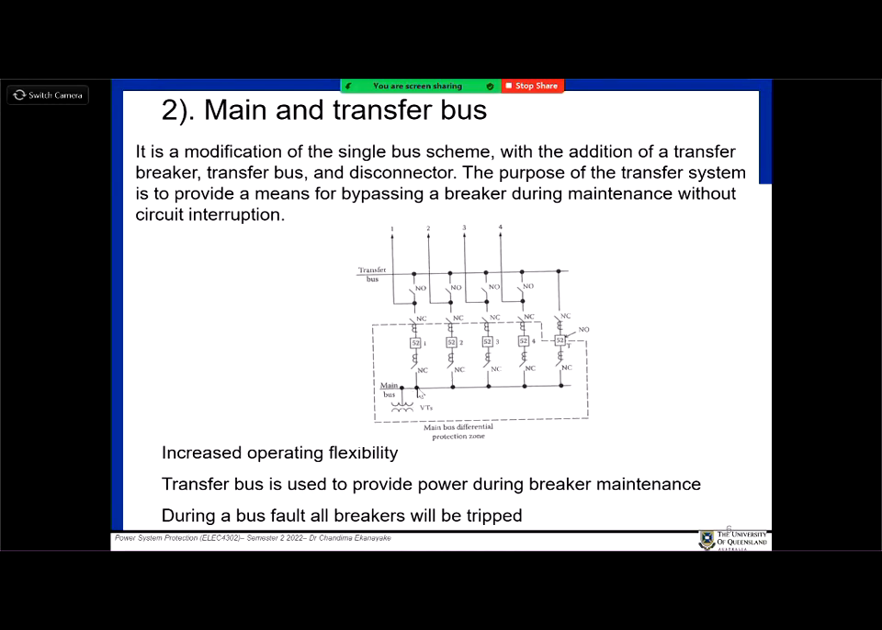So you can clearly see that the feeders are connected to the main bus here, because they are normally closed. And there is a connection between the transfer bus and the main bus, which is normally closed as well, but this circuit breaker 52 is normally open, so that these two are not connected. But if it is required, it can quickly connect them.